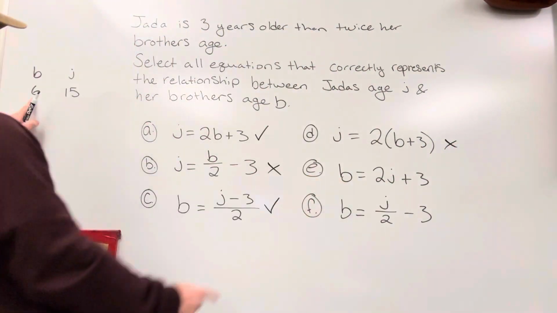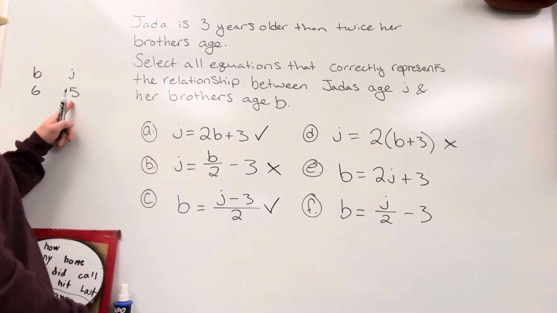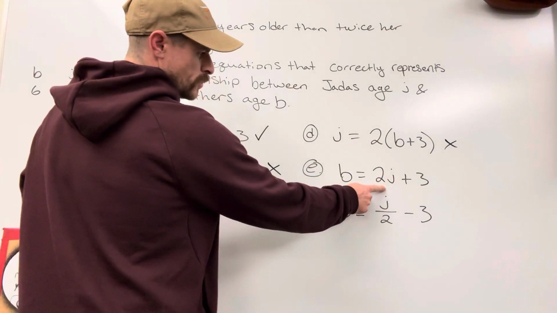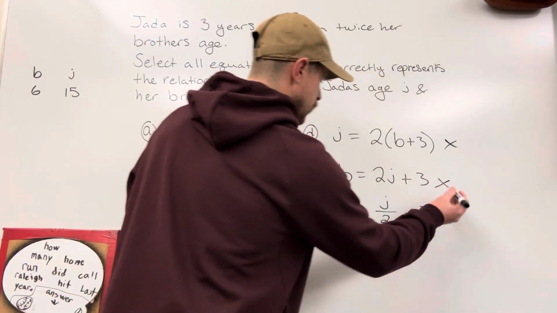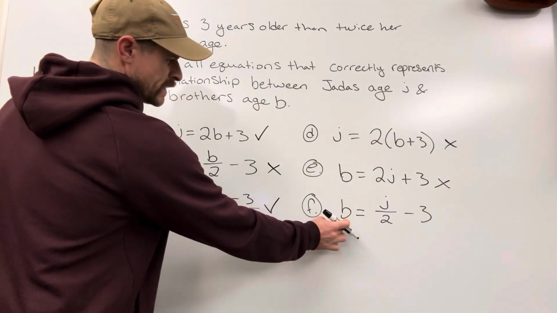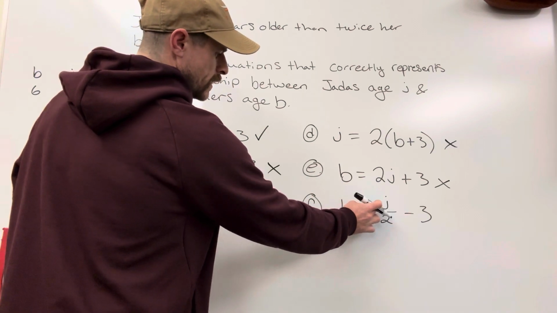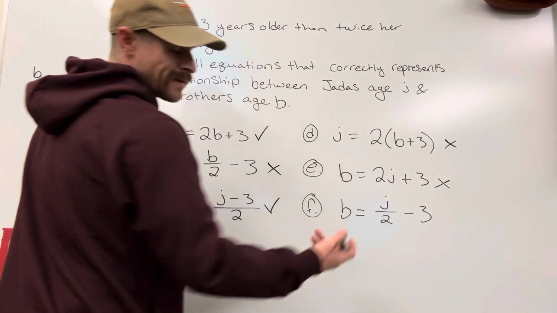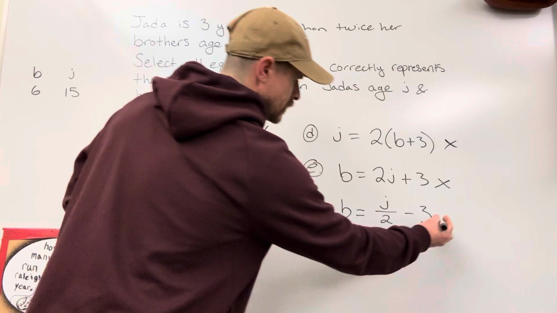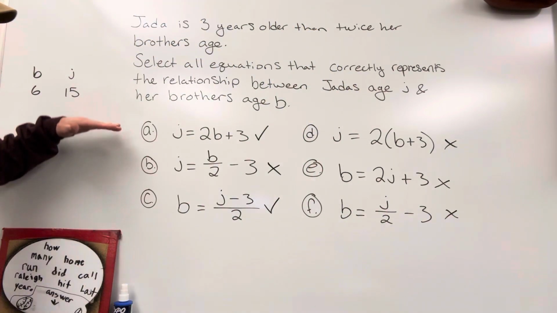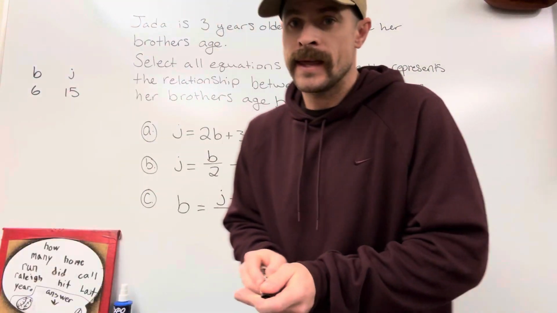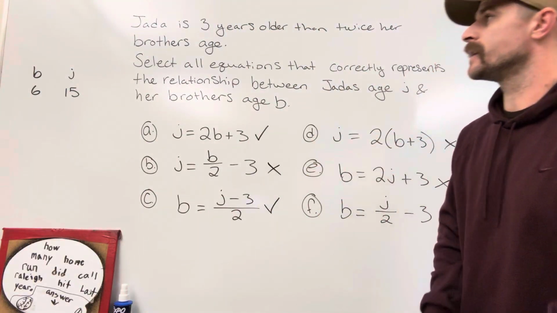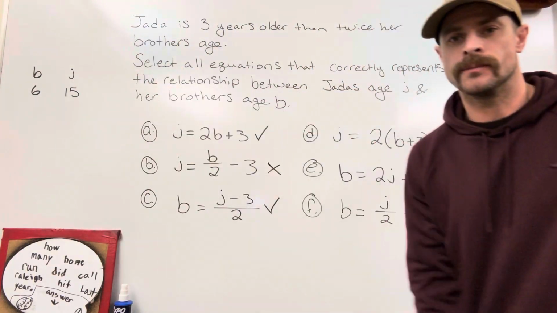B is going to get a 6. J is going to get a 15. 15 times 2 is 30, plus 3 makes 33. That one doesn't work. And then last but not least, 6 in place of B, 15 in place of J. 15 divided by 2 is 7.5. We already can tell that that one's not going to work. So our final answer here would be A and C. These are the 2 equations that correctly represent the scenario between Jada and her brother.